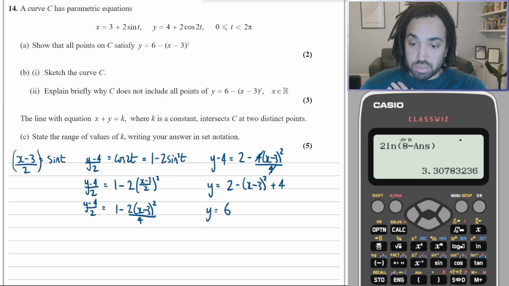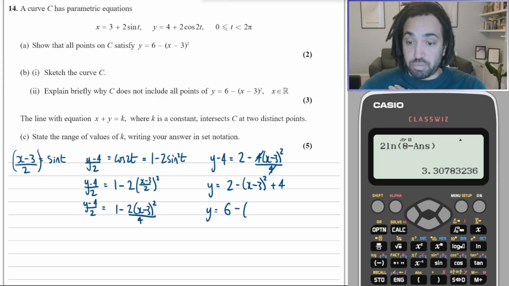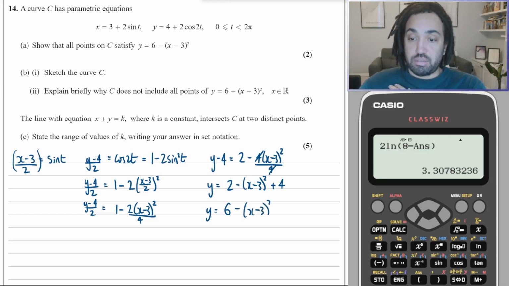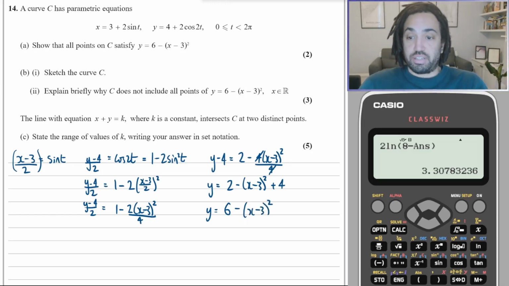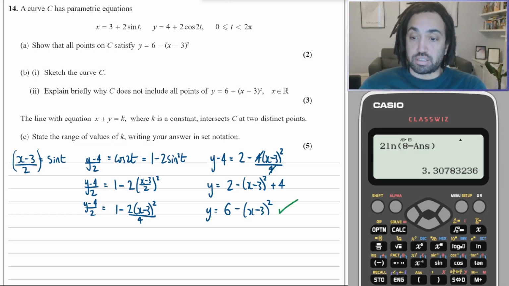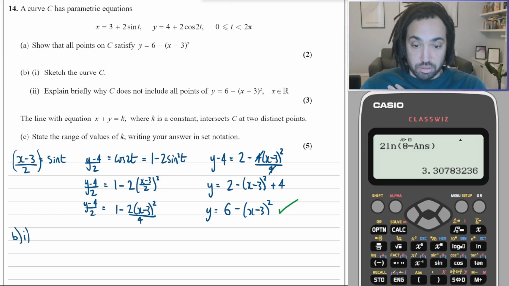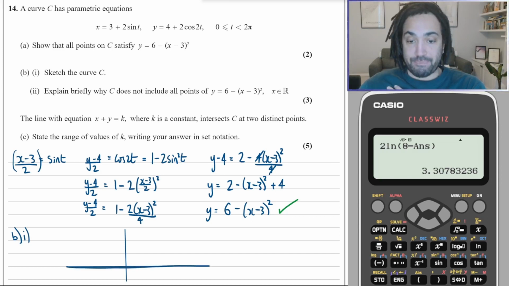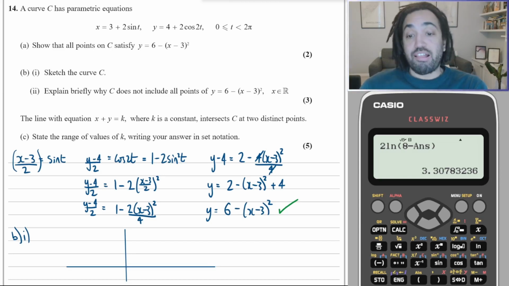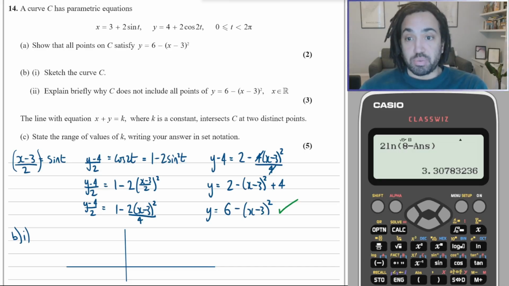So y equals 6 minus x minus 3 all squared, which is perfect. That is exactly what we want. Excellent. Okay, part A done. Now we go on to part B, and it asks us to sketch the curve. Okay, so I'm just going to draw a little axes here. Something like that. And what we're going to do is we are going to substitute in.